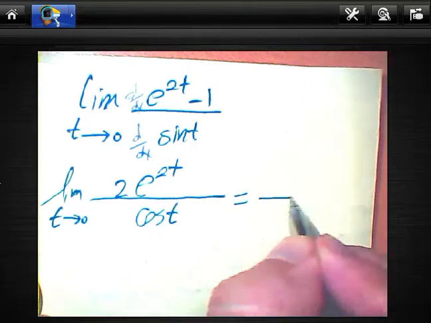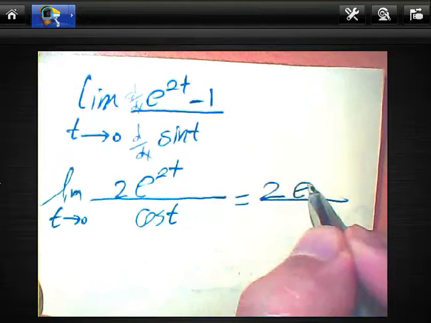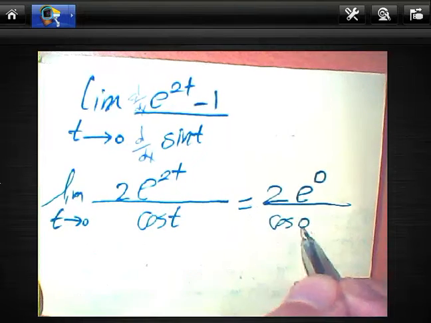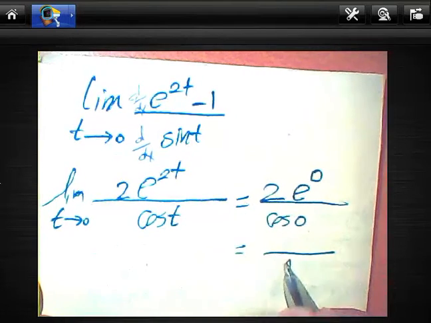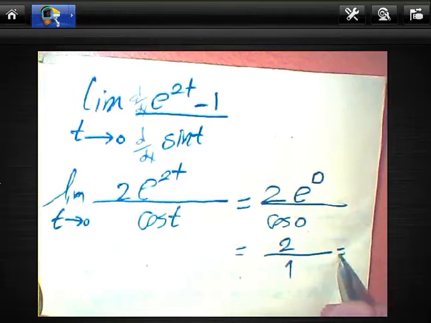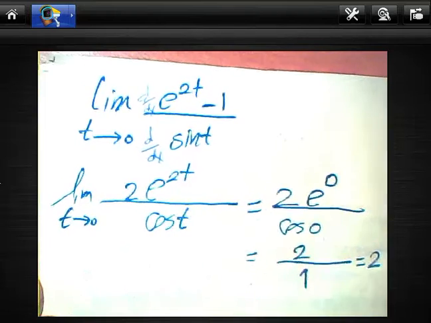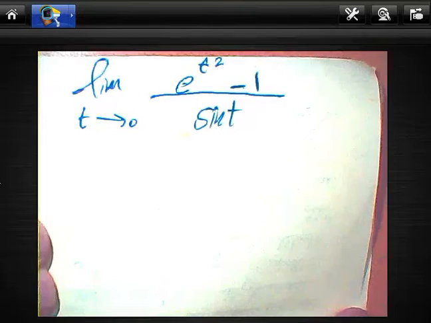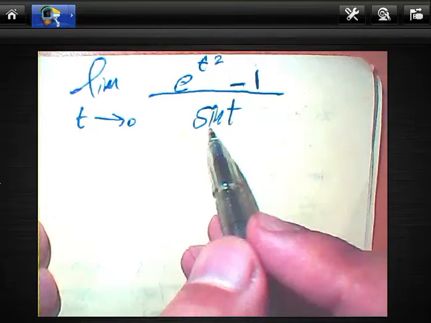So the result will be 2 multiplied by e power 2 multiplied by 0, over cosine 0. We know cosine 0 will be 1, so the result will be 1 in the denominator, and 2 multiplied by e power 0 equals 1. 2 times 1 equals 2, so 2 divided by 1 equals 2. And what about this example? The limit when t approaches 0 of (e power t power 2 subtract 1) over sine t.